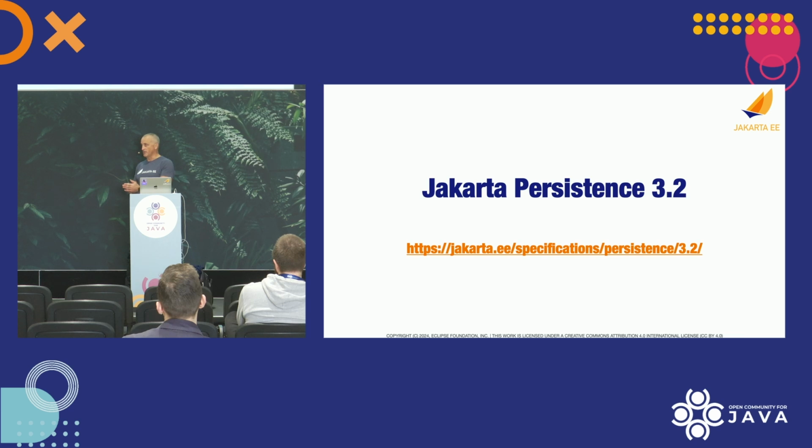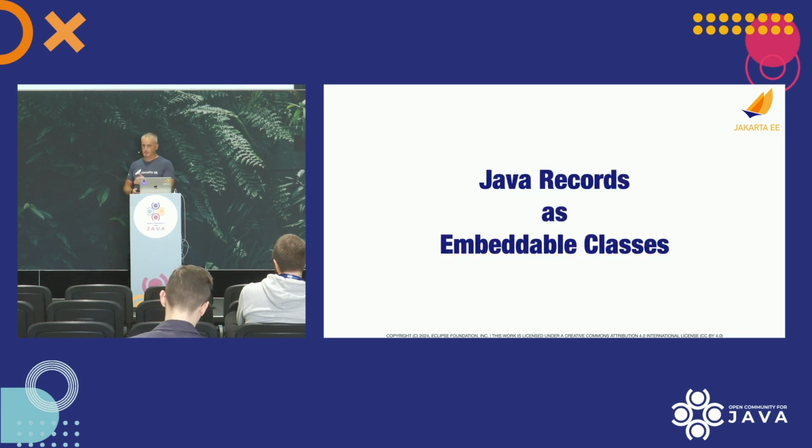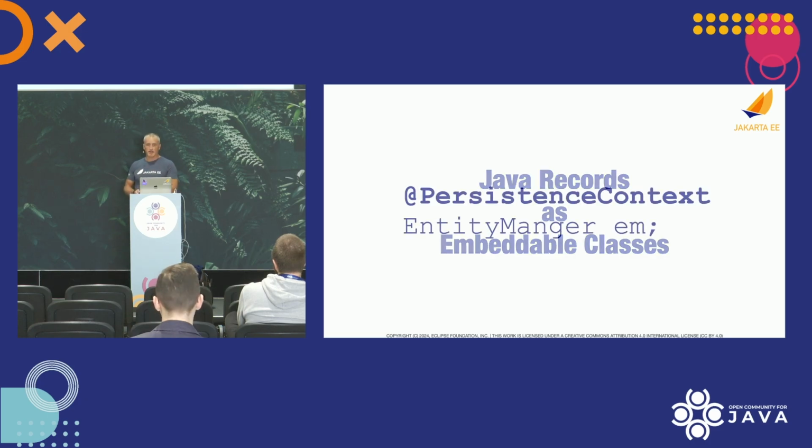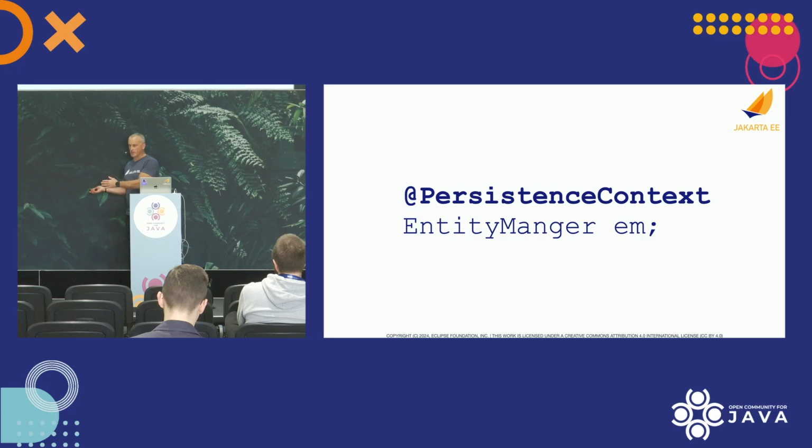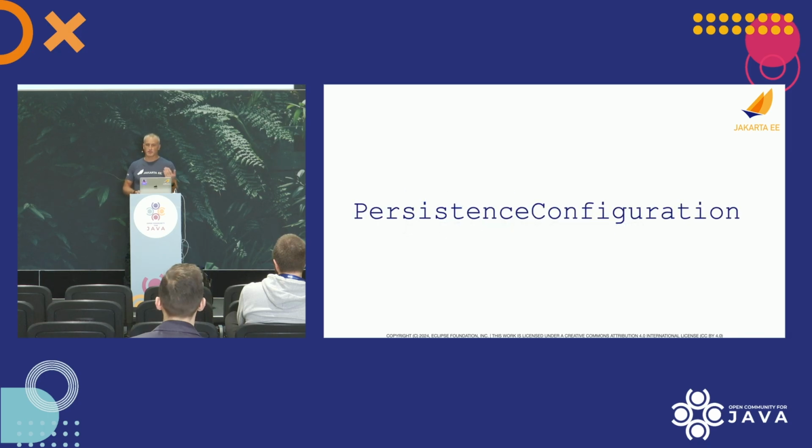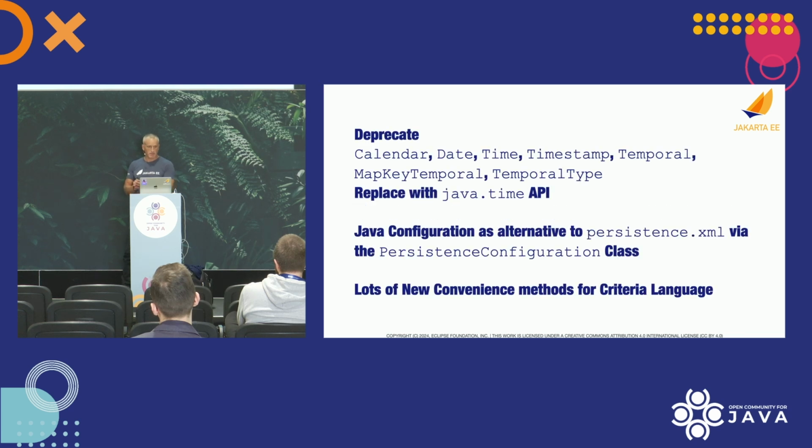Version 3.2 is coming in 11, and that is also probably already picked up in Spring. And that will be adding Java records as embeddable classes. I don't think you can use records as an entity yet, but as an embeddable you can. And more relevant to Jakarta EE than Spring is that you can now use @Inject for the persistence manager. And you can also configure it programmatically if you want. So you don't have to have the persistence XML if you don't like XML for some reason.